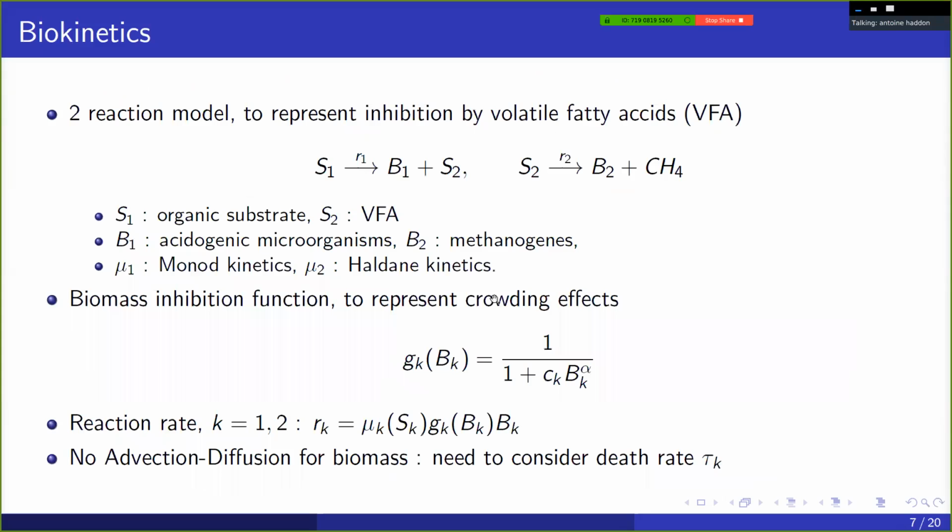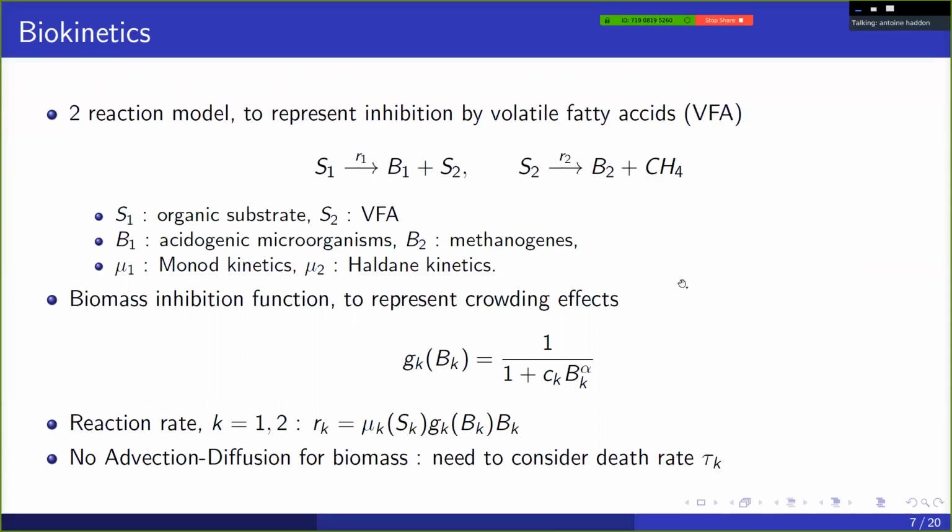For the biology, we use a well-validated two-reaction model. It's a simpler model compared to some of the very complex anaerobic digestion models. So in this model, we have organic matter that's transformed first by a first population of microorganisms into volatile fatty acids, and these VFAs are again transformed by a second population of microorganisms into biogas.